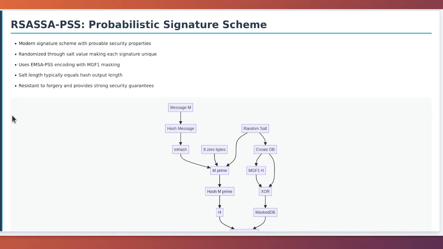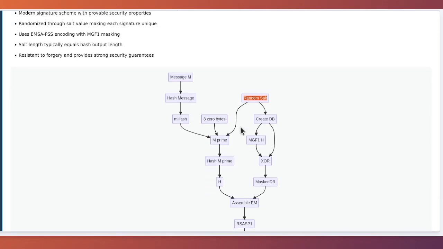The key innovation in PSS is that it is randomized. Each time you sign the same message, you get a different signature. This randomization comes from a random salt value that is generated during signing. The salt is typically 32 bytes for SHA-256. This randomization provides security benefits, including resistance to certain types of attacks that affect deterministic signature schemes.